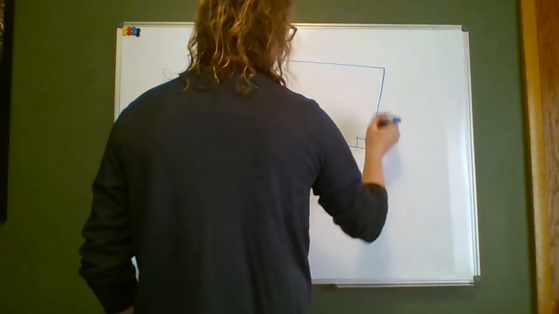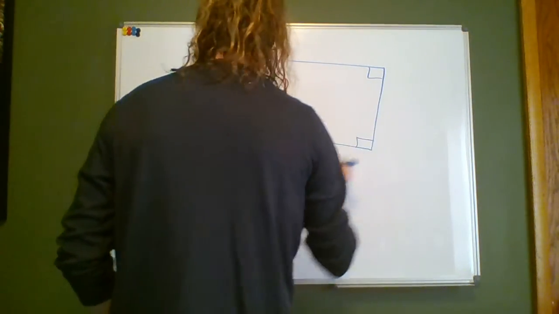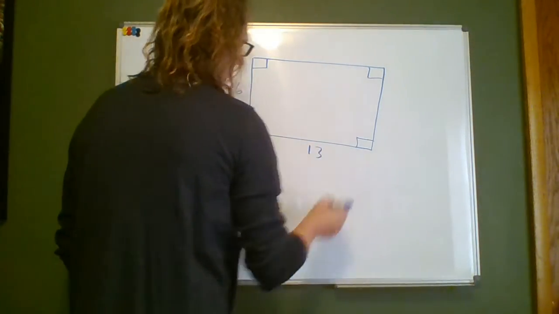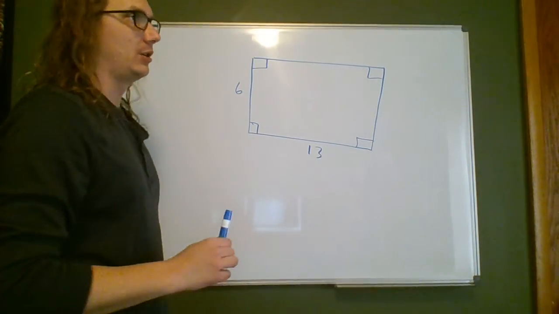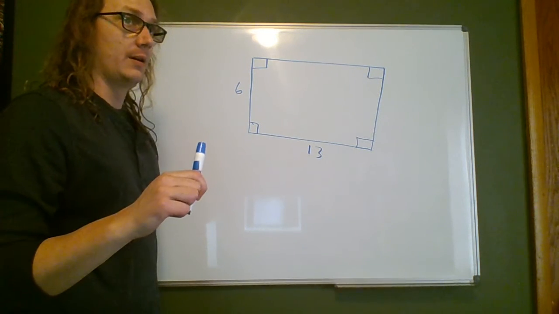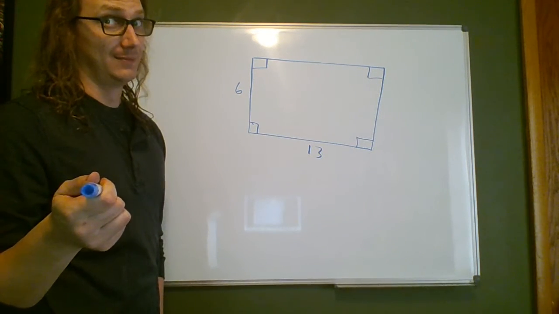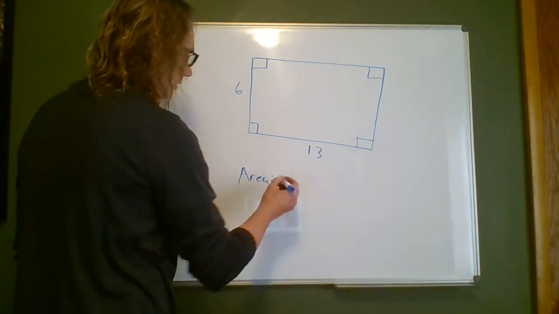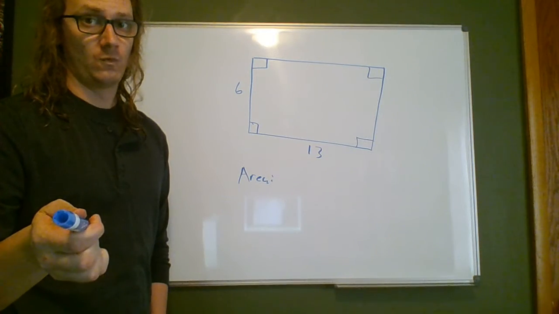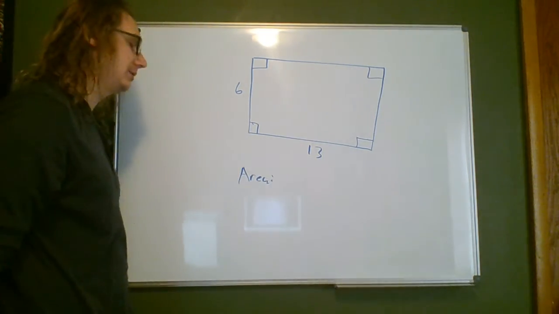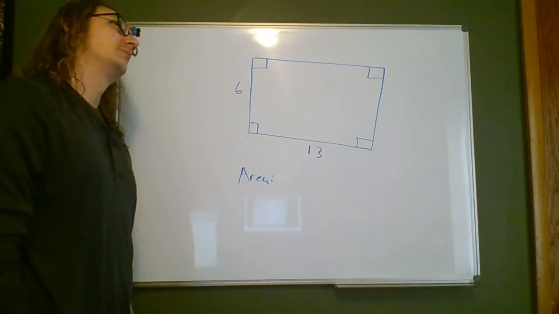Let me doodle. Let's say this is 6. Let's say this is 13. First question, is it a square? But is it a rectangle? Good. Calculate the area for me. Go. All right, area, remember, is just base times height, so 6 times 13 is 78.